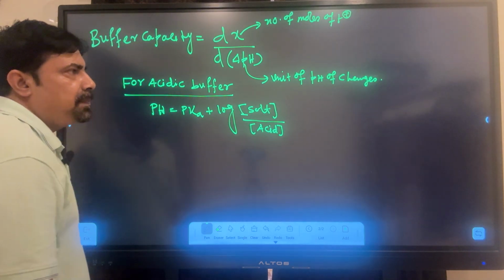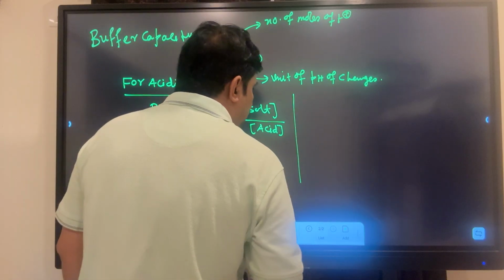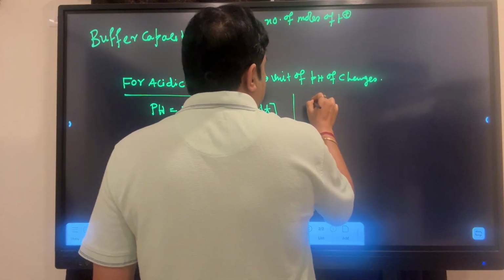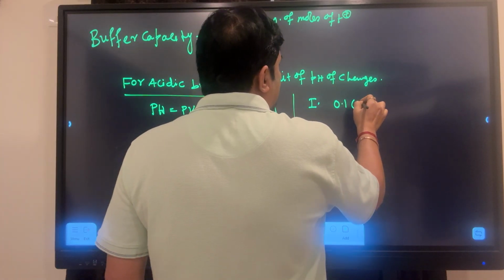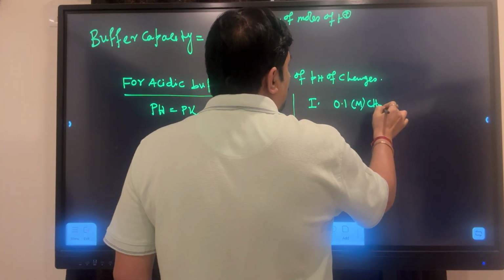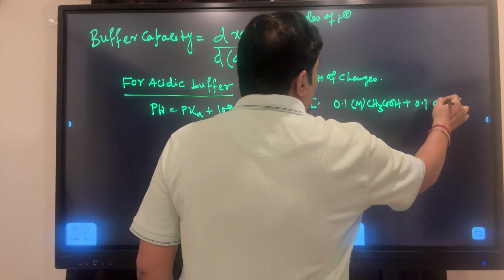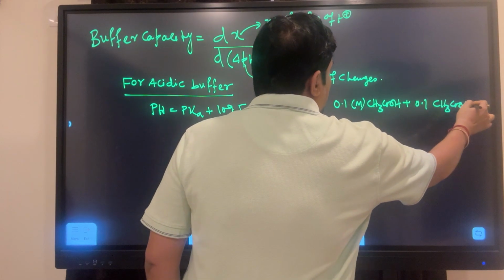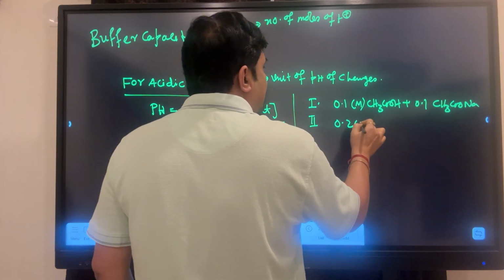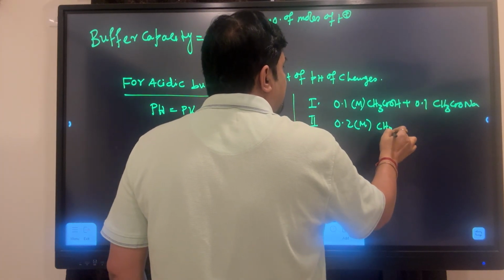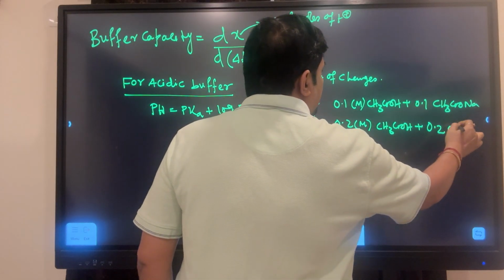How to find the pH? Suppose I am giving a problem. I have two buffers. One buffer is 0.1 molar acetic acid mixed with 0.1 molar sodium acetate. The other buffer is 0.2 molar acetic acid mixed with 0.2 molar sodium acetate.